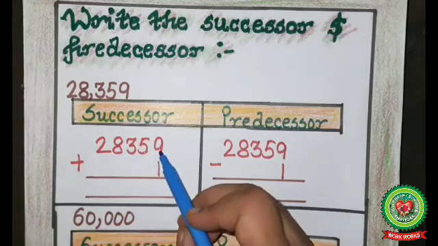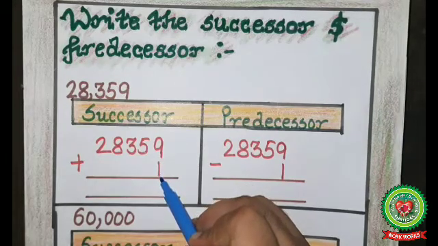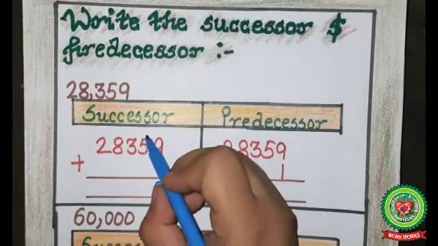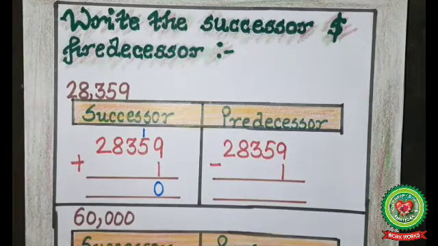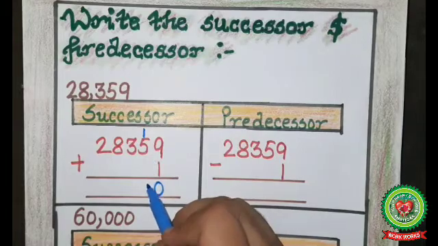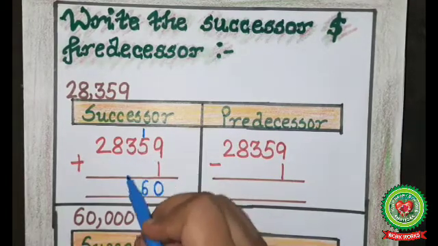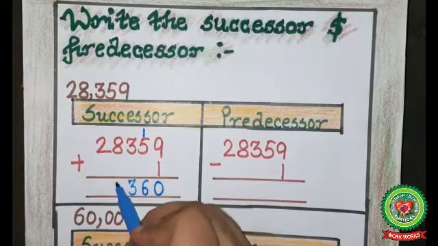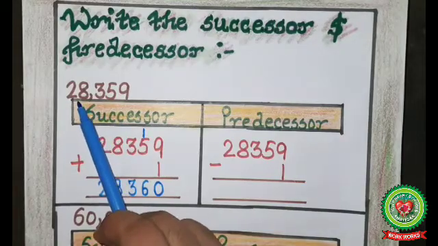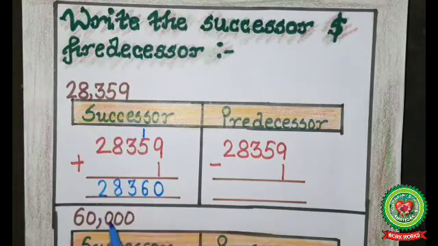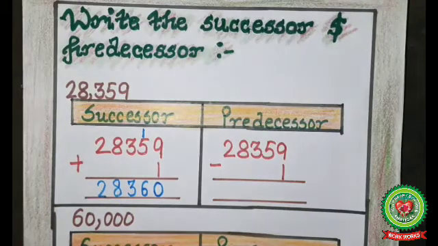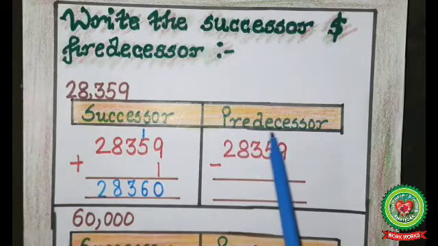Now, 9 plus 1. 9 plus 1 is 10. So, I will write 0 here and 1 carry over to the next addition. 1 plus 5. 1 plus 5 is 6. 3, 8, 2. That means successor of 28,359 is 28,360.